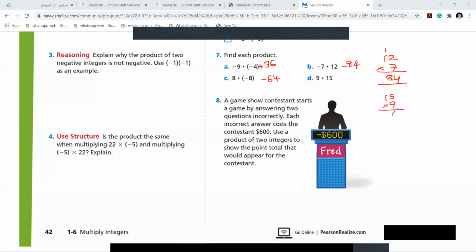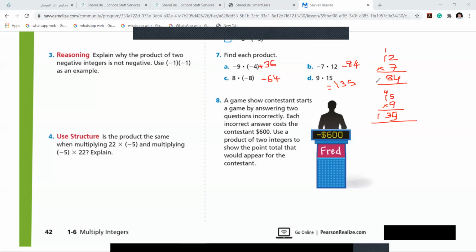9 times 5 is 45. 9 times 1 is 9, 10, 11, 12, 13, 135. Both are positive here, Dana. So, sorry, Judy, what is the answer? Plus 135. Yes. Okay, clear? Everyone? Any confusions? No. Shall I erase the answers? Did you all write the answers?